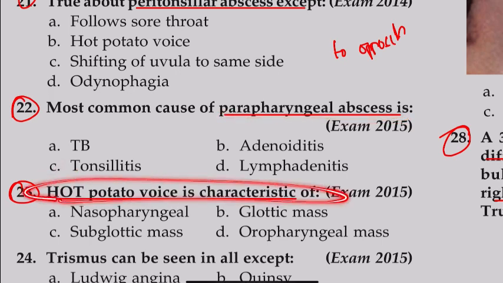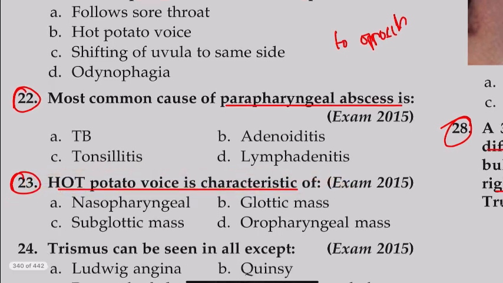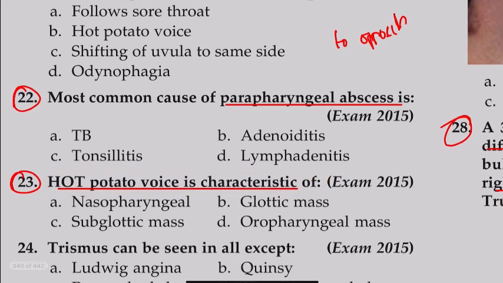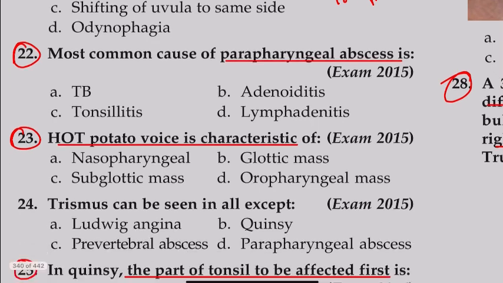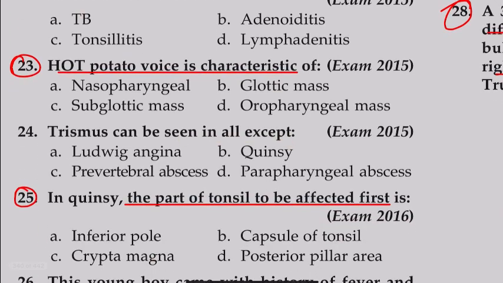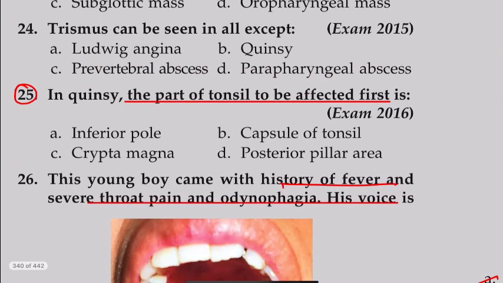Hot potato voice is a characteristic feature of oropharyngeal mass. Trismus can be seen in all except Ludwig's angina? Trismus is seen in Quinsy, and in parapharyngeal abscess. In prevertebral abscess we don't see trismus, as it lies behind, just in front of the vertebrae. In Quinsy, the part of the tonsil affected first is the crypta magna.